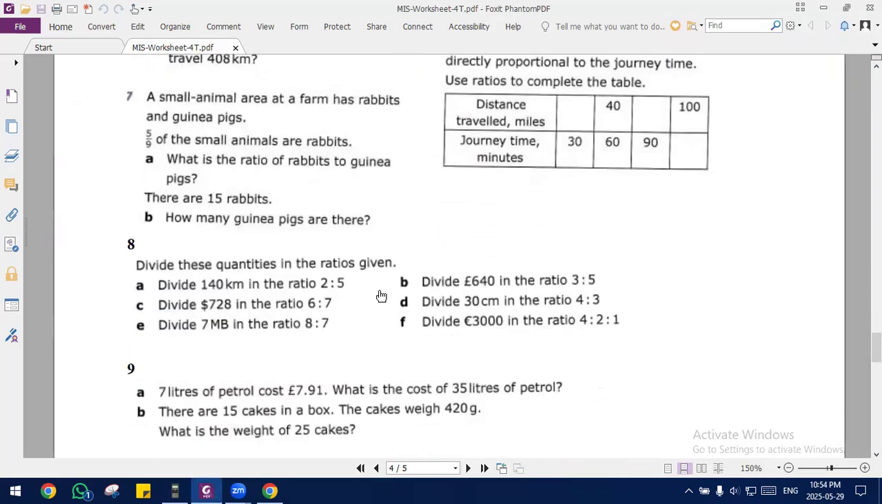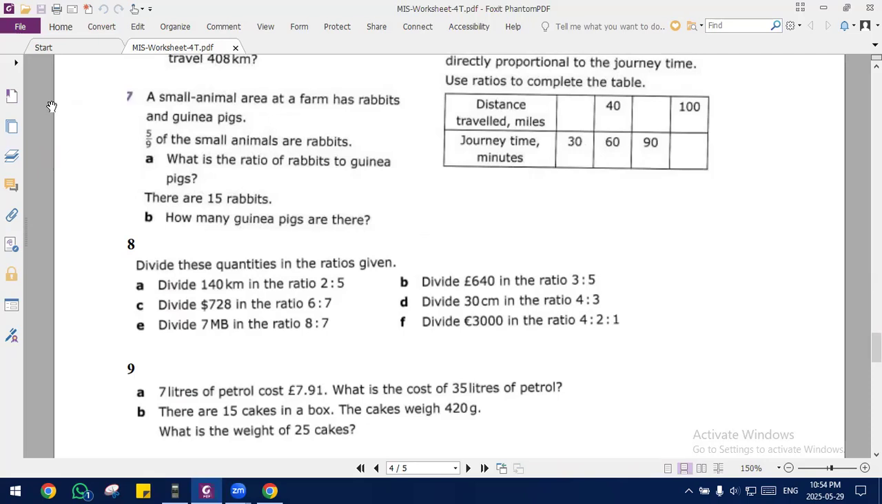Next, question 7. A small animal area at the farm has rabbits and pigs. 5/9 of the small animals are rabbits. What's the ratio of the rabbits to the pigs? So we need to be careful here. They said 5/9 of the whole animals, okay? 5/9 from the whole animals are rabbits. They said write the ratio rabbits to pigs.